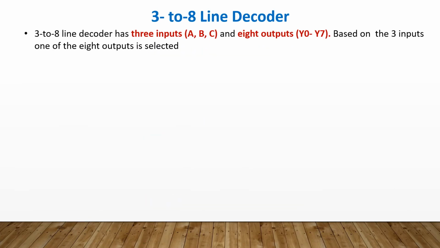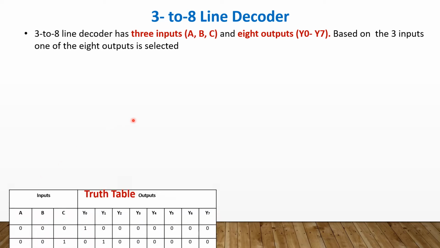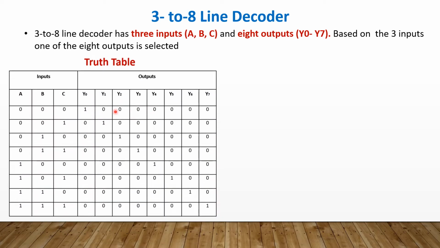So next one is a 3 to 8 line decoder, which has 3 inputs, namely A, B, C, and 8 outputs, that is Y0 to Y7. Based on the 3 inputs, one of the 8 outputs is selected. These are the inputs A, B, C and the outputs from Y0 to Y7. Based upon the input lines, one of the output terminals is selected.